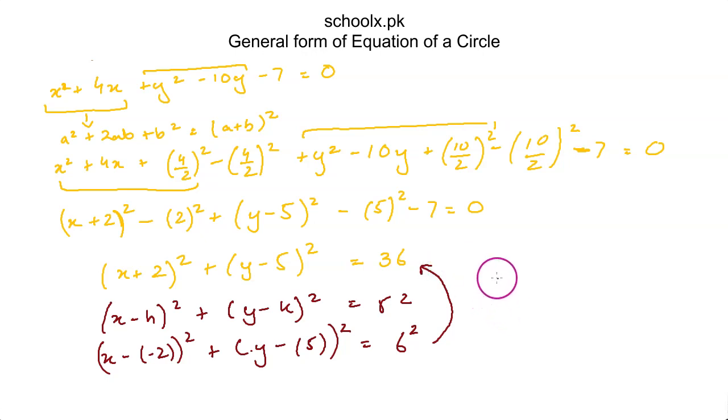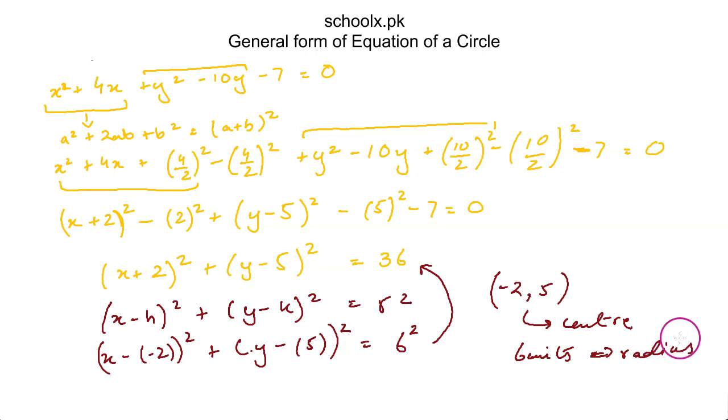So our center point is (-2, 5), and our radius is 6 units. That's how you convert an equation of a circle in any form into its standard form.